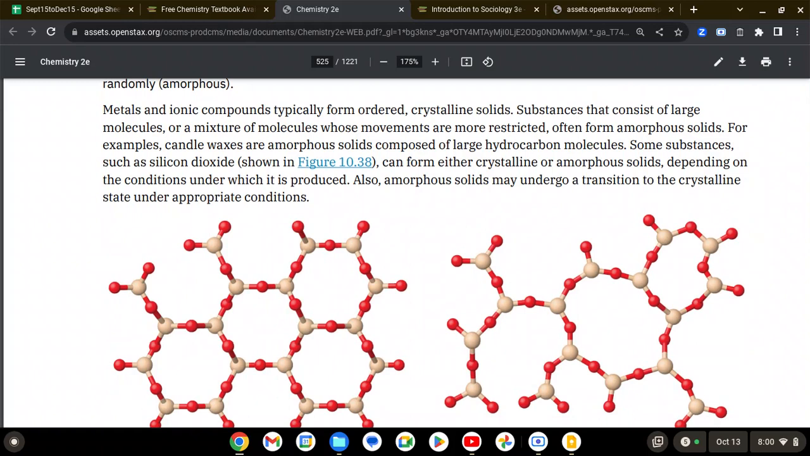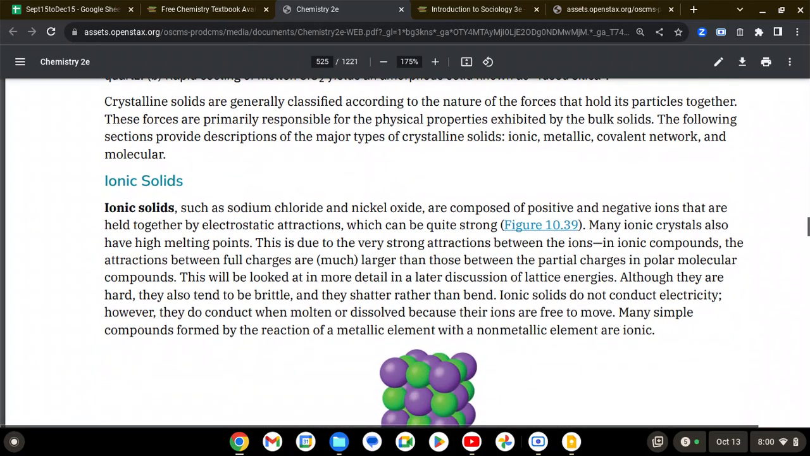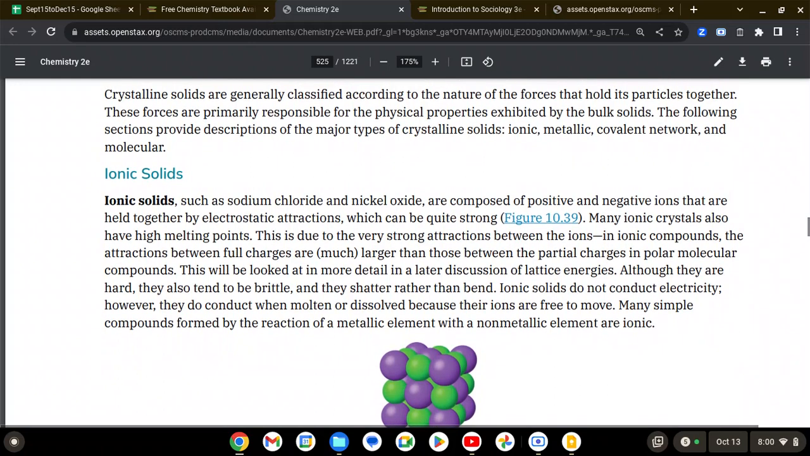Depending on the conditions under which it is produced, amorphous solids may undergo a transition to the crystalline state under appropriate conditions. Crystalline solids are generally classified according to the nature of the forces that hold their particles together. These forces are primarily responsible for the physical properties exhibited by the bulk solids. The following sections provide descriptions of the major types of crystalline solids: ionic, metallic, covalent network, and molecular.